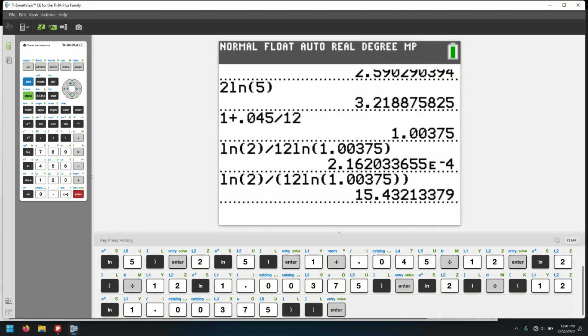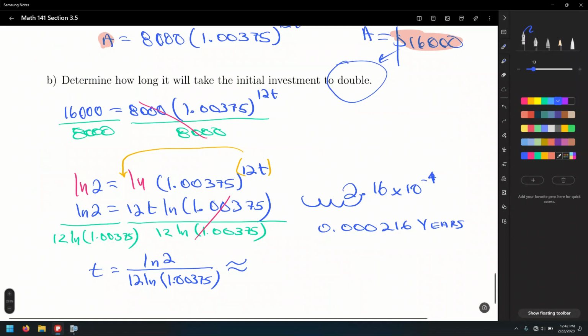So 15.43 years makes more sense, right? Especially at that rate of interest, which is only 4.5 percent. Of course, 15 years makes more sense. All right. 15.4 years. Well, that point 4, if we multiply that by 12, 12 times 4 is 48? That's basically 4.8 of a year, basically halfway through the year.